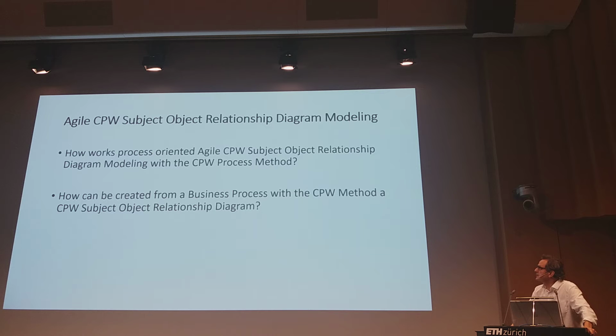How does process-oriented Agile CPW subject-object relationship diagram modeling work with the CPW Process Method? How can a CPW subject-object relationship diagram be created from a business process with the CPW method?